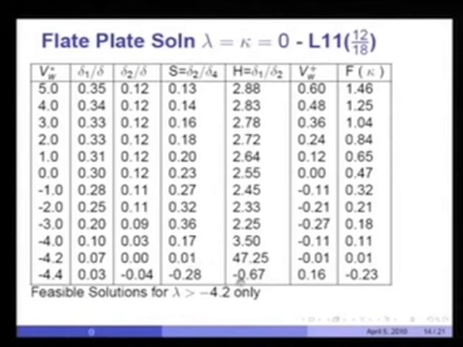The shape factor is increased enormously to 47.25 from its average values around 2.7 on the positive side, on the blowing side. Around this, at moderate suction rates, it is about 2.4, but it increases very rapidly to 47.5. This is almost the separation profile, and these are the values of f k.